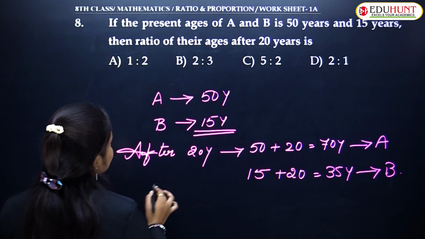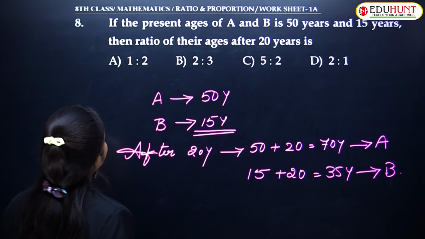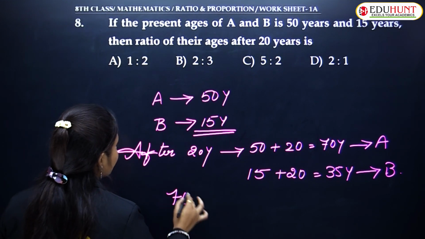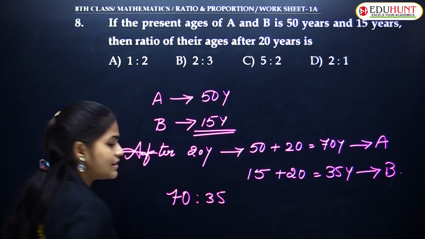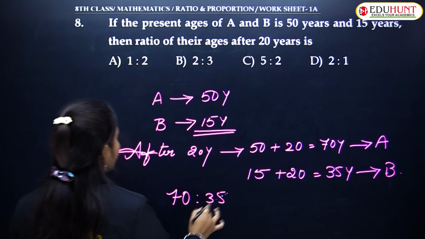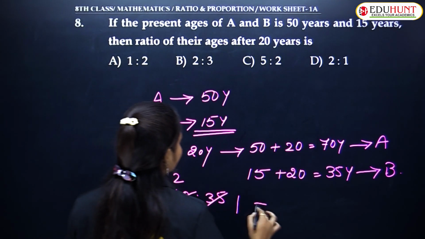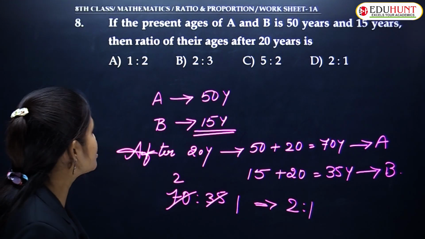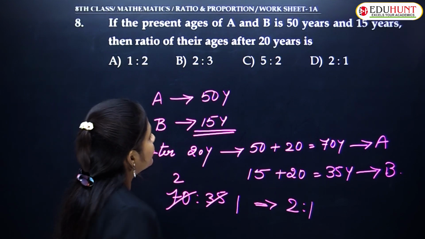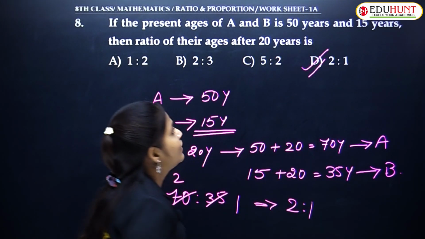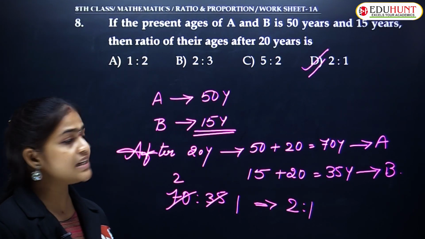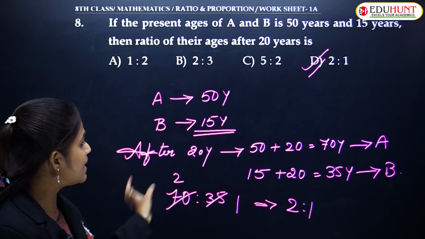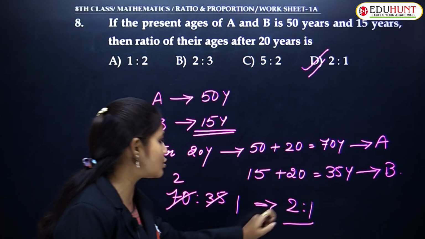So see here, 70:35. They didn't ask for the present ages of A and B, only the ages after 20 years. So 70 years is to 35 years. 35 ones are 35, 35 twos are 70. So the ratio is 2:1. So which option is correct here? Yes, option D is correct. We have to take the ratio of A:B. So A's age is 70 years and B's age is 35 years. 70:35 is equal to 2:1.